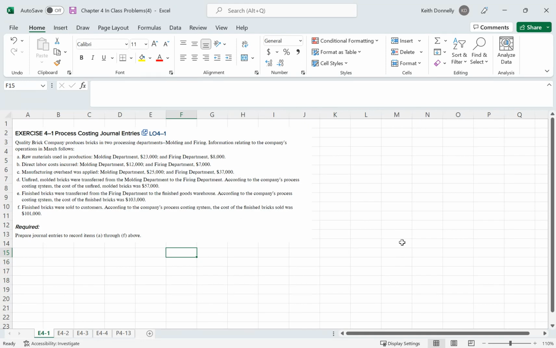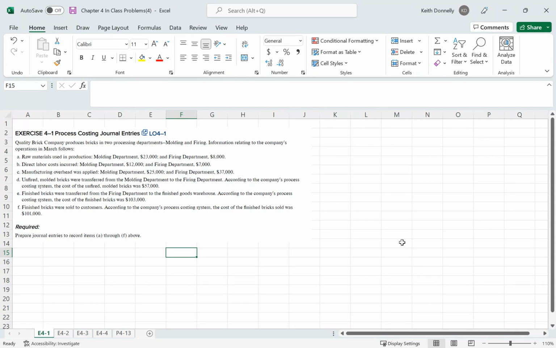We have Quality Brick Company. They produce bricks in 2 processing departments. They have a molding department and a firing department. Information relating to the company's operation in March is as follows. It looks like they have A through F events that happened. And what they want us to do here under the required section is to prepare journal entries to record the items up above.